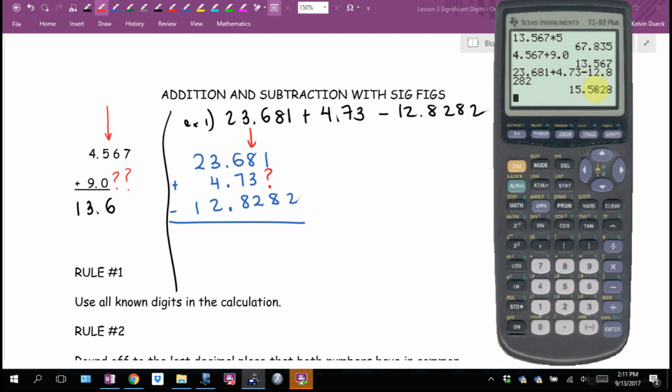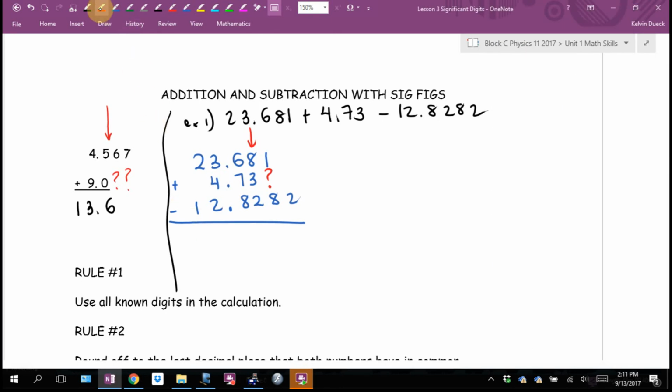Is the 8 going to stay an 8 or become a 9? 8. So 15.58. Final answer is going to be 15.58, which happens to be the 4 sig figs, which didn't show up anywhere in my original question.